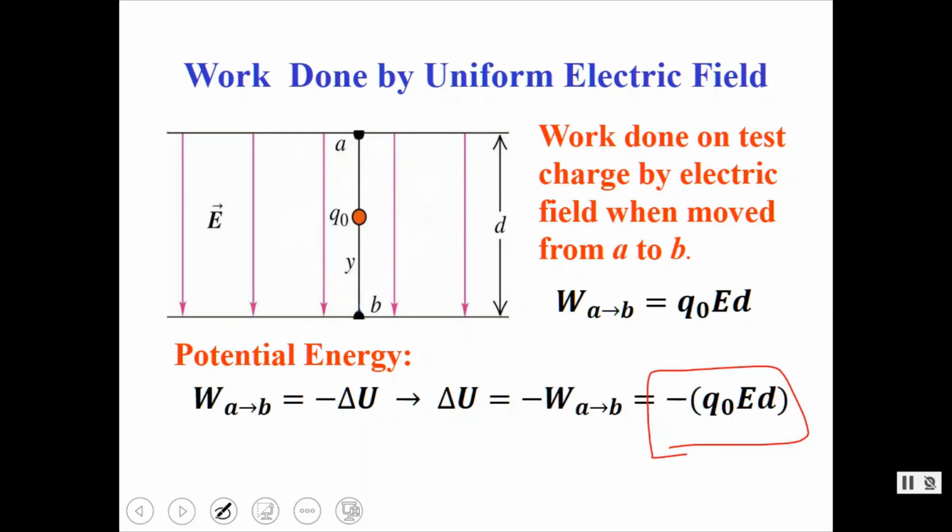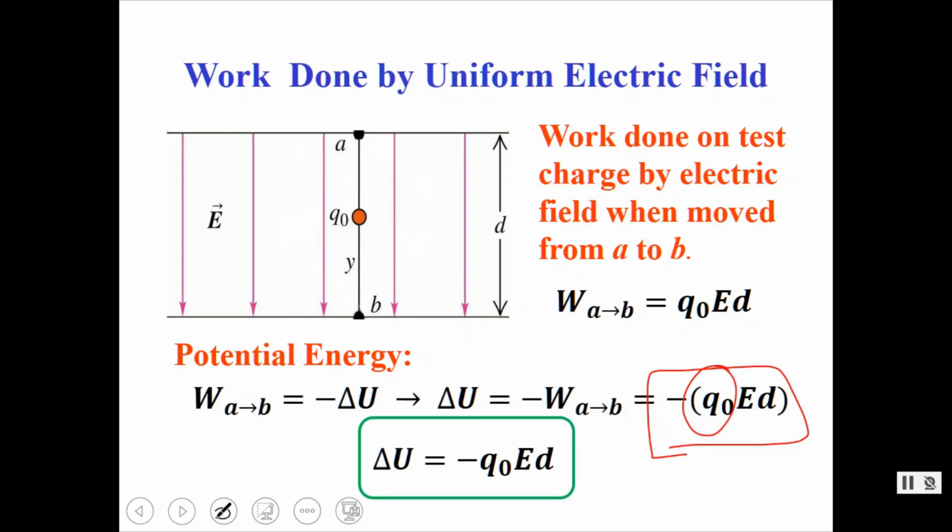So this is kind of like the gravitational potential energy that we saw, except with a little twist, because Q0, unlike mass, can be positive or negative. Gravitational potential energy was always negative because everything else in the equation was positive, or at least was a scalar value. In this case, Q0 can be either positive or negative, which means our potential energy can be either positive or negative. So we get our final result: delta U is equal to negative Q0 E times D.